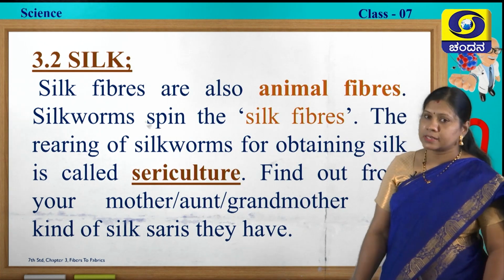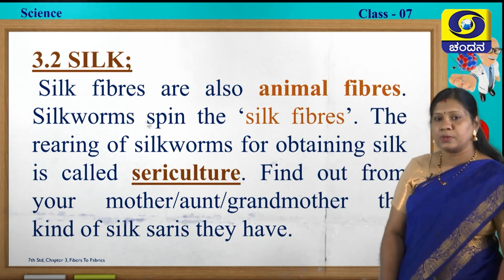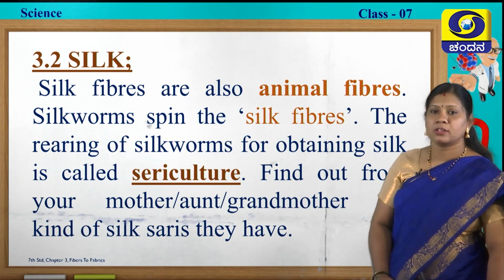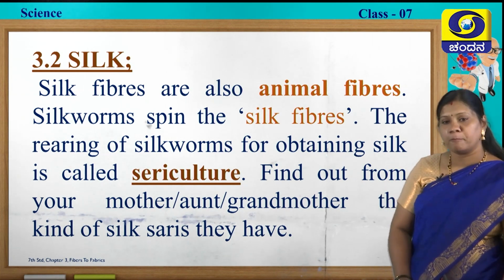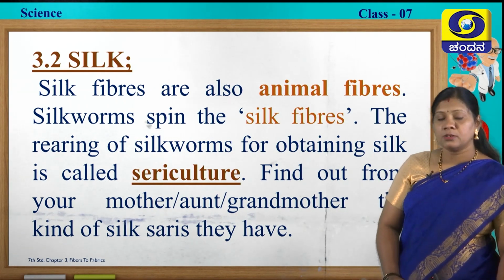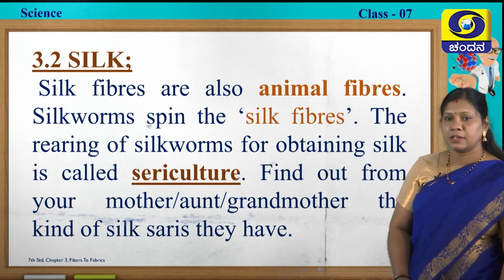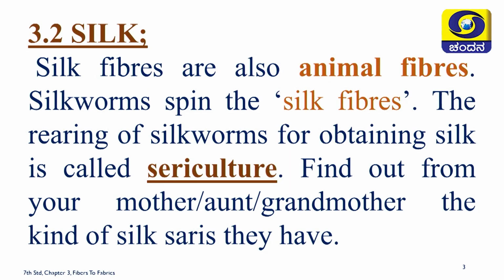Fine. So, silk, I think you students are familiar with silk. Silk fibers are also animal fibers obtained from animals. Silkworms spin the silk fibers. The rearing of silkworms for obtaining silk is called sericulture. You have heard about sericulture. So, what is sericulture? Exactly, the rearing of silkworms for obtaining silk is called sericulture.